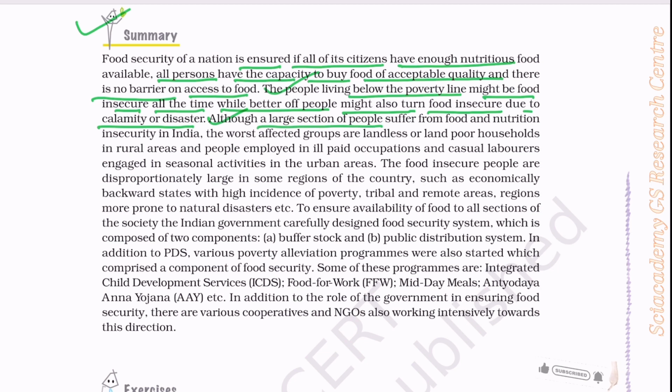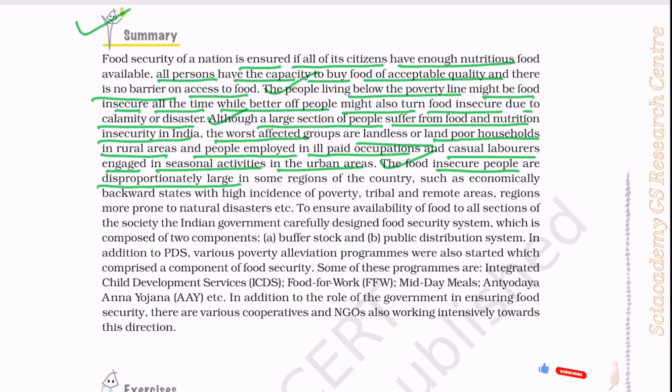Although a large section of people suffer from food and nutrition insecurity in India, the worst affected groups are landless or land poor households in rural areas and people employed in ill-paid occupations and casual laborers engaged in seasonal activities in the urban areas. The food insecure people are disproportionately large in some regions of the country, such as economically backward states with high incidence of poverty, tribal and remote areas, regions more prone to natural disasters, etc.